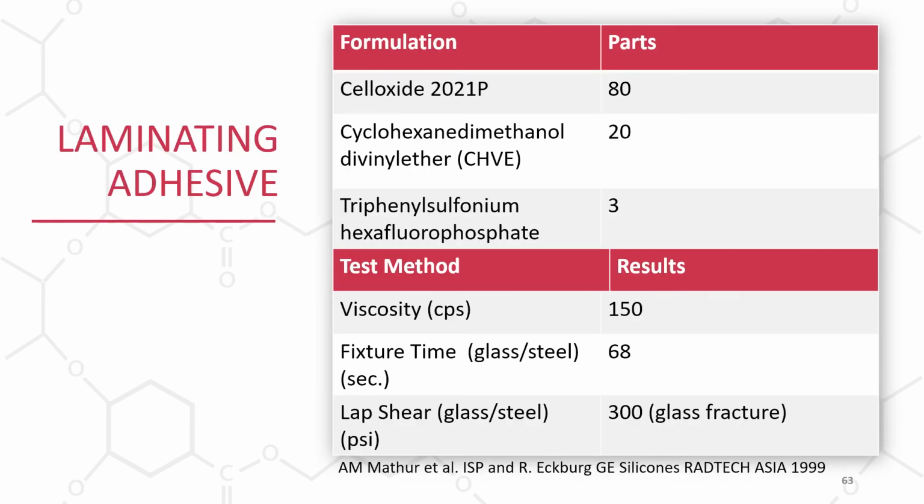Here's a laminating adhesive formulation. It's relatively simple, with three components: 80 parts of Celloxide 2021P, our workhorse cycloaliphatic, a vinyl ether, CHVE, and our photoinitiator. This gave, at a relatively low viscosity, the lap shear that was required in this application.